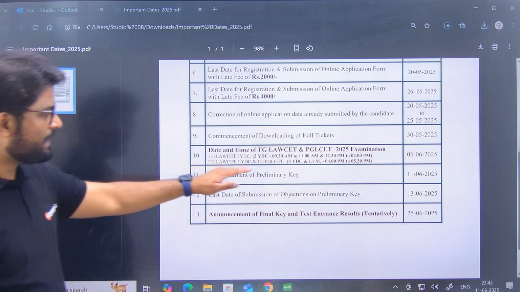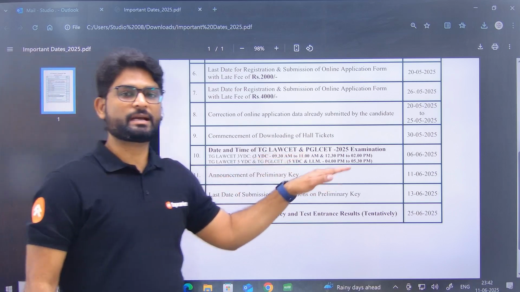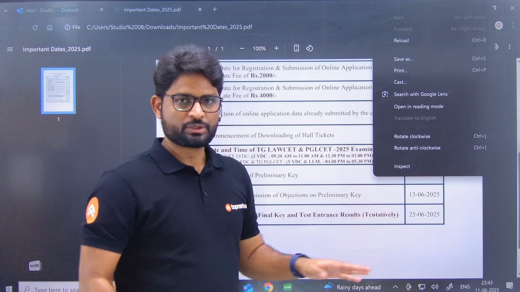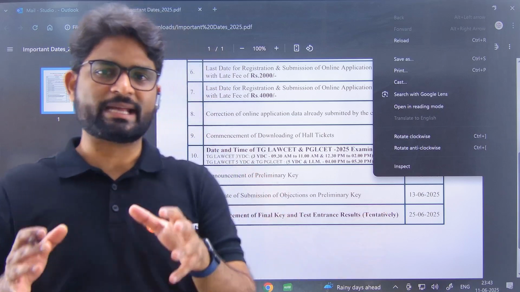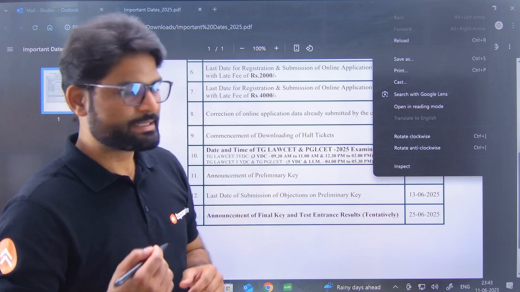But the 5-year paper and the LLM paper usually are conducted in a single shift from 4 to 5:30 p.m. So these are the important dates and timings. You can note it down. The same pattern will be followed next year as well.